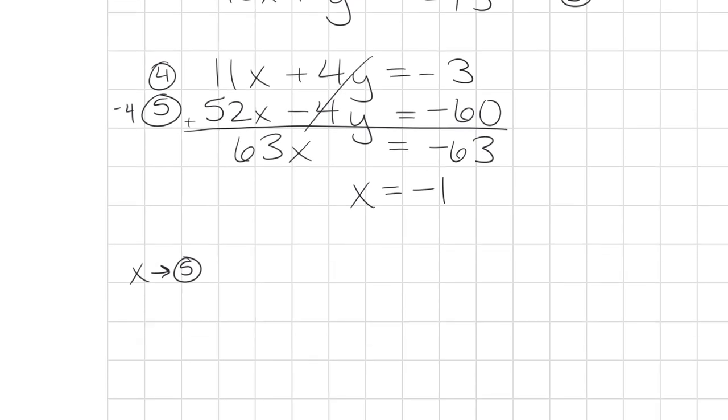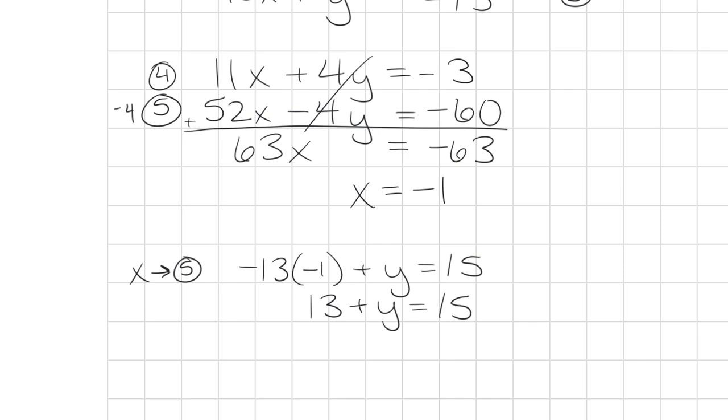So if we take x and plug it into 5, this is negative 13 times negative 1 plus y equal to 15, which would be 13 plus y equal to 15. So what is y equal to? 2. Hooray! We have 2 of the 3 pieces of this ordered pair. Ordered triple, sorry.